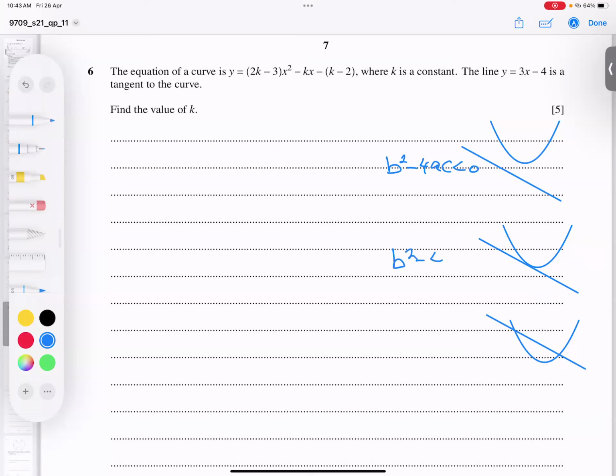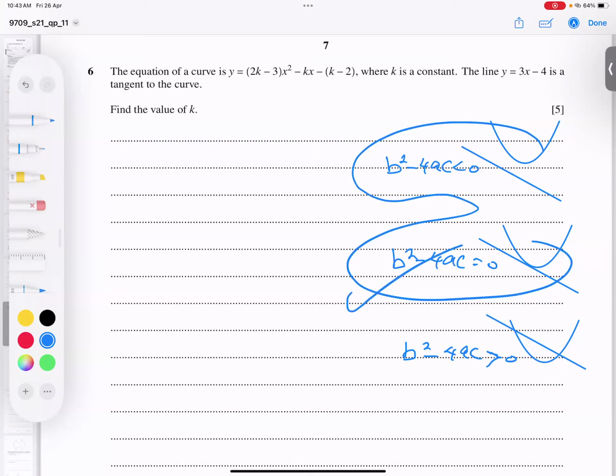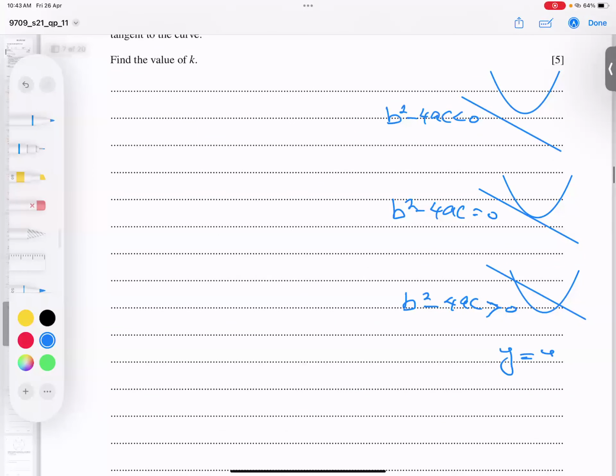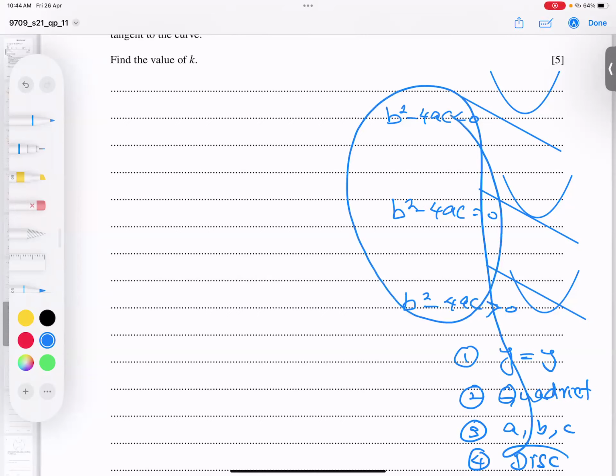Second option we have is equal to 0. Third we have bigger than 0. So student, we have said tangent, I will choose the second option, this one. But what are the steps? Step number 1, I will put y equal to y. Step number 2, I will make a quadratic equation. Step number 3, get a, b, c from there. Step number 4, apply the discriminant formula. What is the discriminant formula? This is called the discriminant formula.